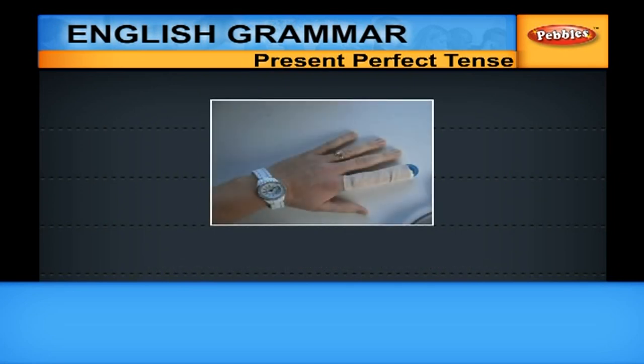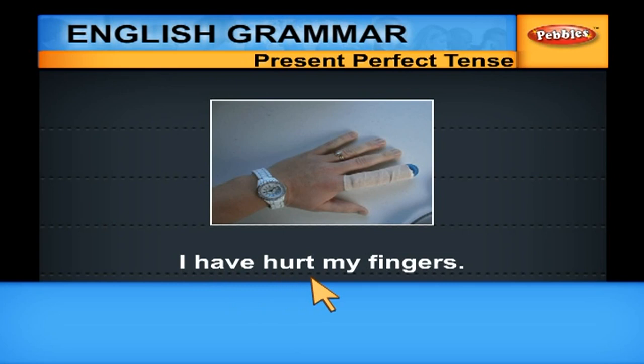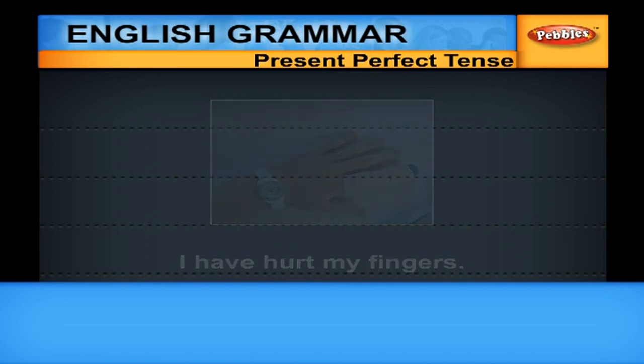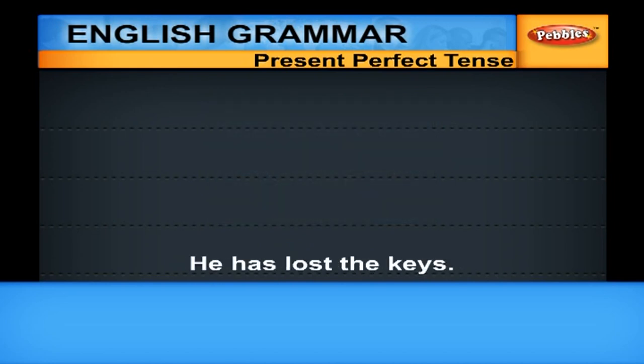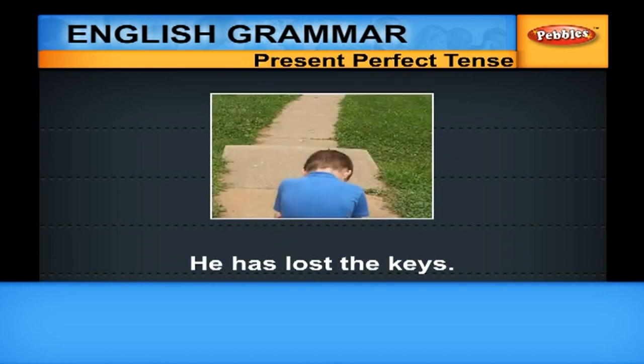Similarly, for an action in the past that has relevance even now, we can also use present perfect. I have hurt my fingers. It means that it still hurts. You are still feeling the pain, and the past participle of the main verb hurt is hurt. He has lost the keys. He has not found them. The past participle of the main verb lose is lost.